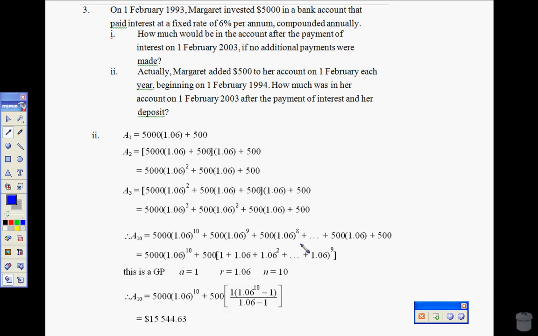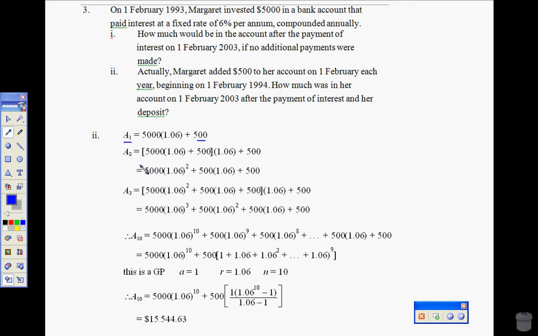So if we have a look at setting up our problem. At the end of the first year, she's had that original $5,000 in for 1 year, because it was invested in 1993. When I say the end of the first year, really it's the start of the second year, because we're looking at the first of February. This is the point of 1st of February 1994. She puts in that next $500. The 5,000 has had 1 year of interest, and she puts in $500.